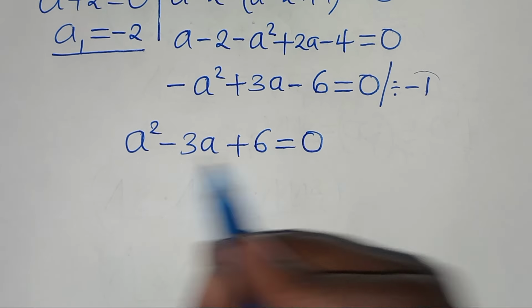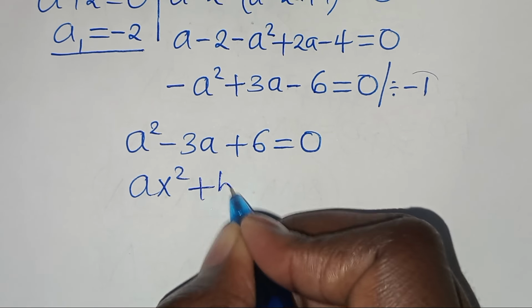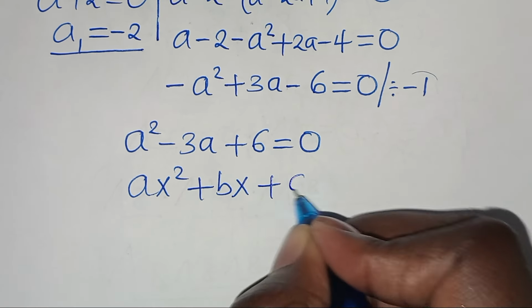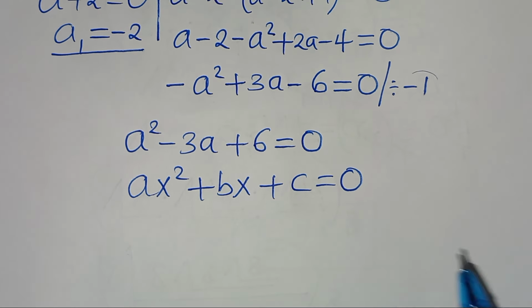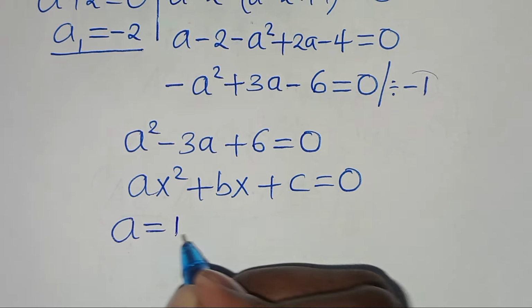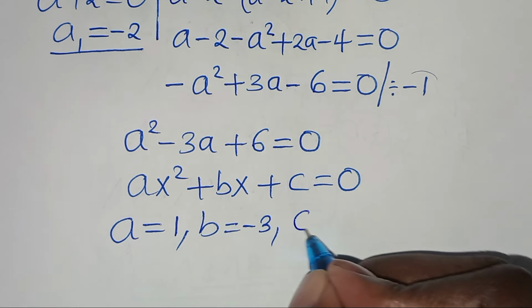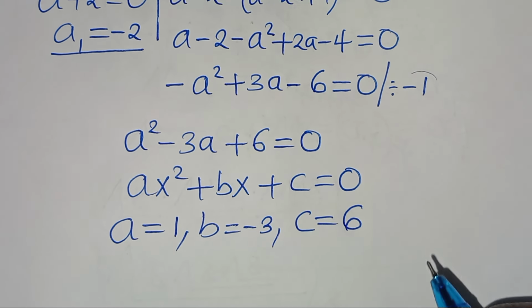Now, this is a quadratic equation of the form ax squared plus bx plus c equals 0. From this quadratic equation, we have a equal to 1, b equal to minus 3, and c equal to 6.